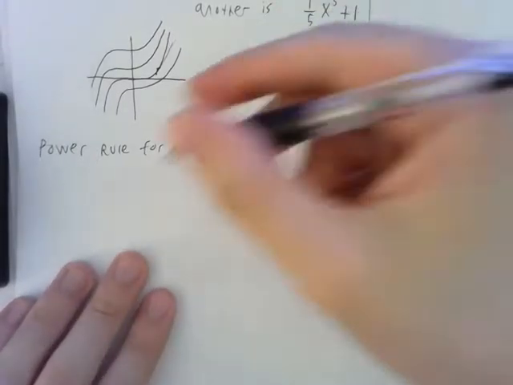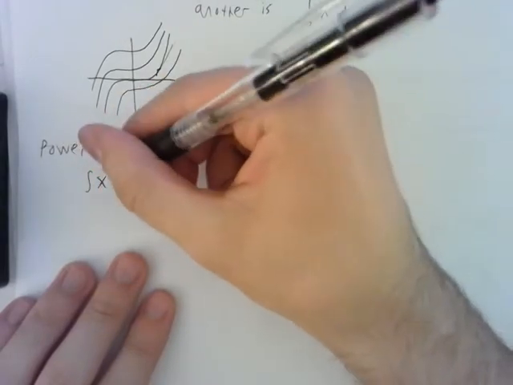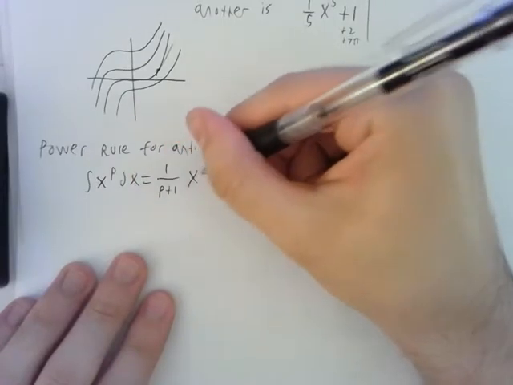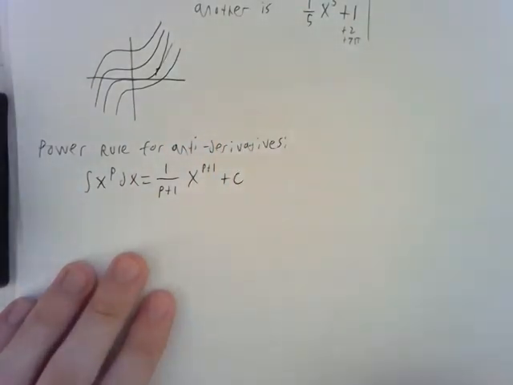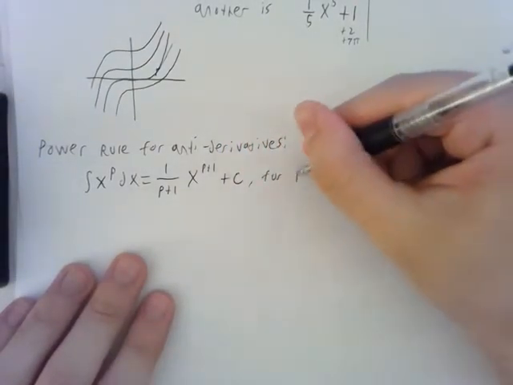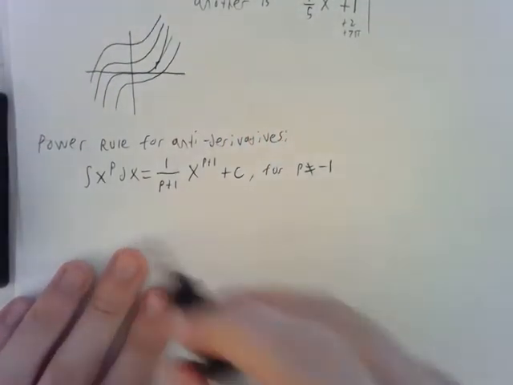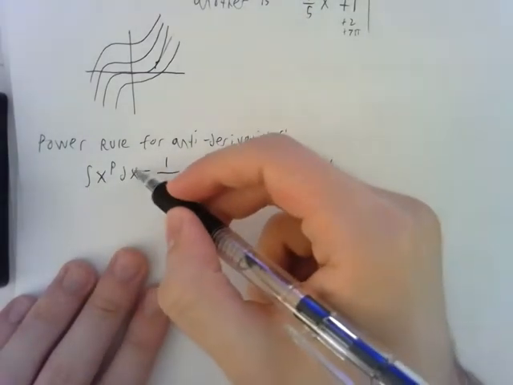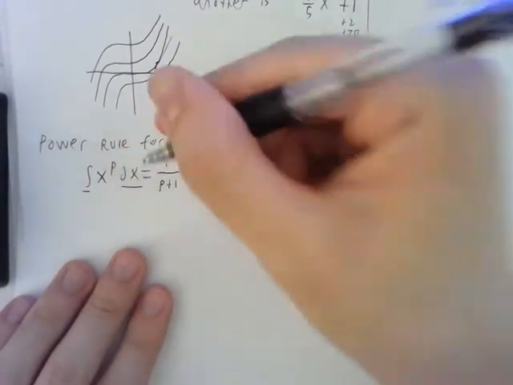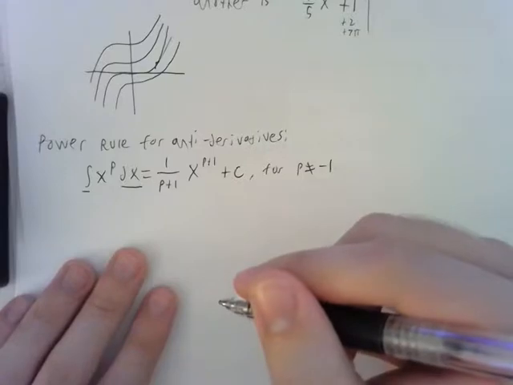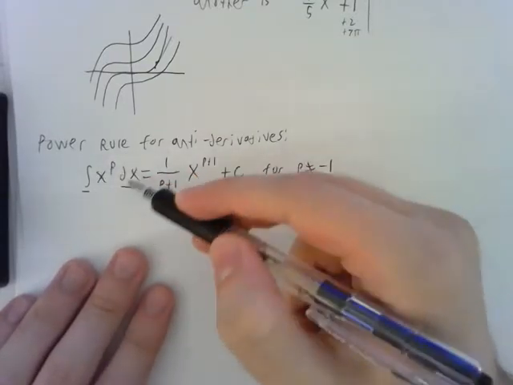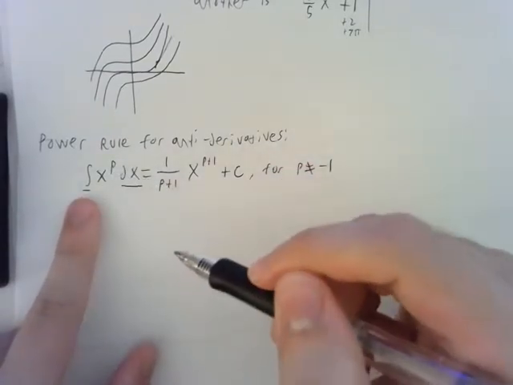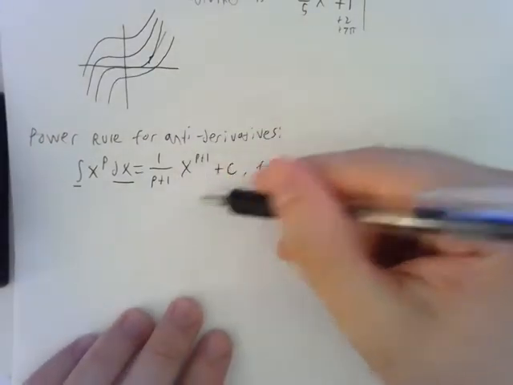And it says that the antiderivative of x to the power p is equal to 1/(p+1) x to the p+1, plus a constant. And this is for p not equal to -1. So by the way, this symbol I've drawn here, as well as this dx that I wrote here, these are all just part of the notation for an antiderivative. So this expression on the left is just saying the antiderivative of x to the power p. And it's given by this formula.